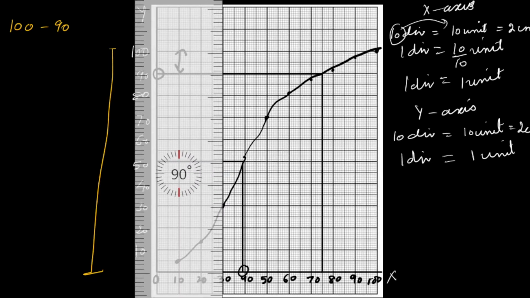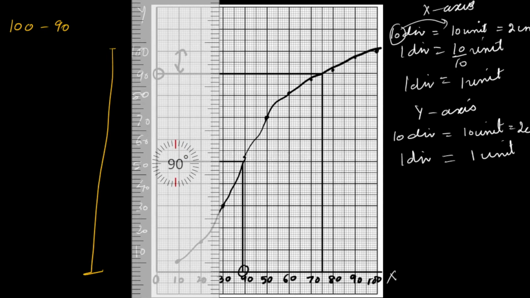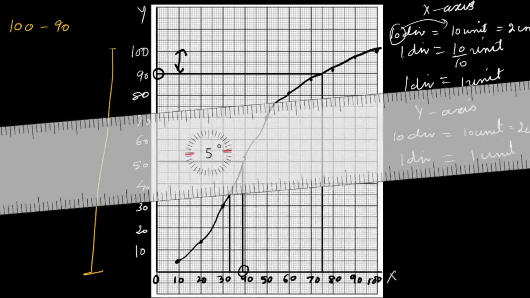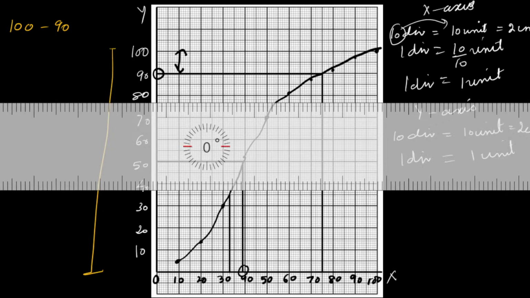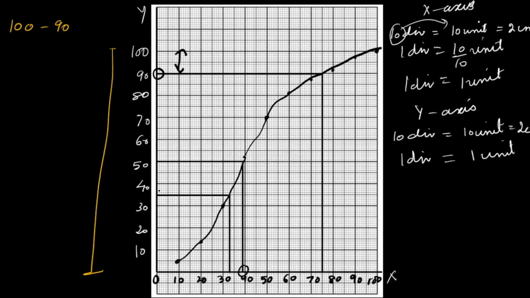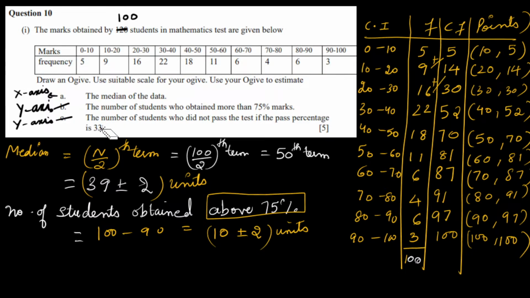Because we have to find a number, it's always on the y-axis. So 30, from 33 I'm drawing one line till the curve. From that point I am drawing another horizontal line, which is meeting the y-axis at some point. This y-axis point will give me the number of students. So I am getting this answer as 35.